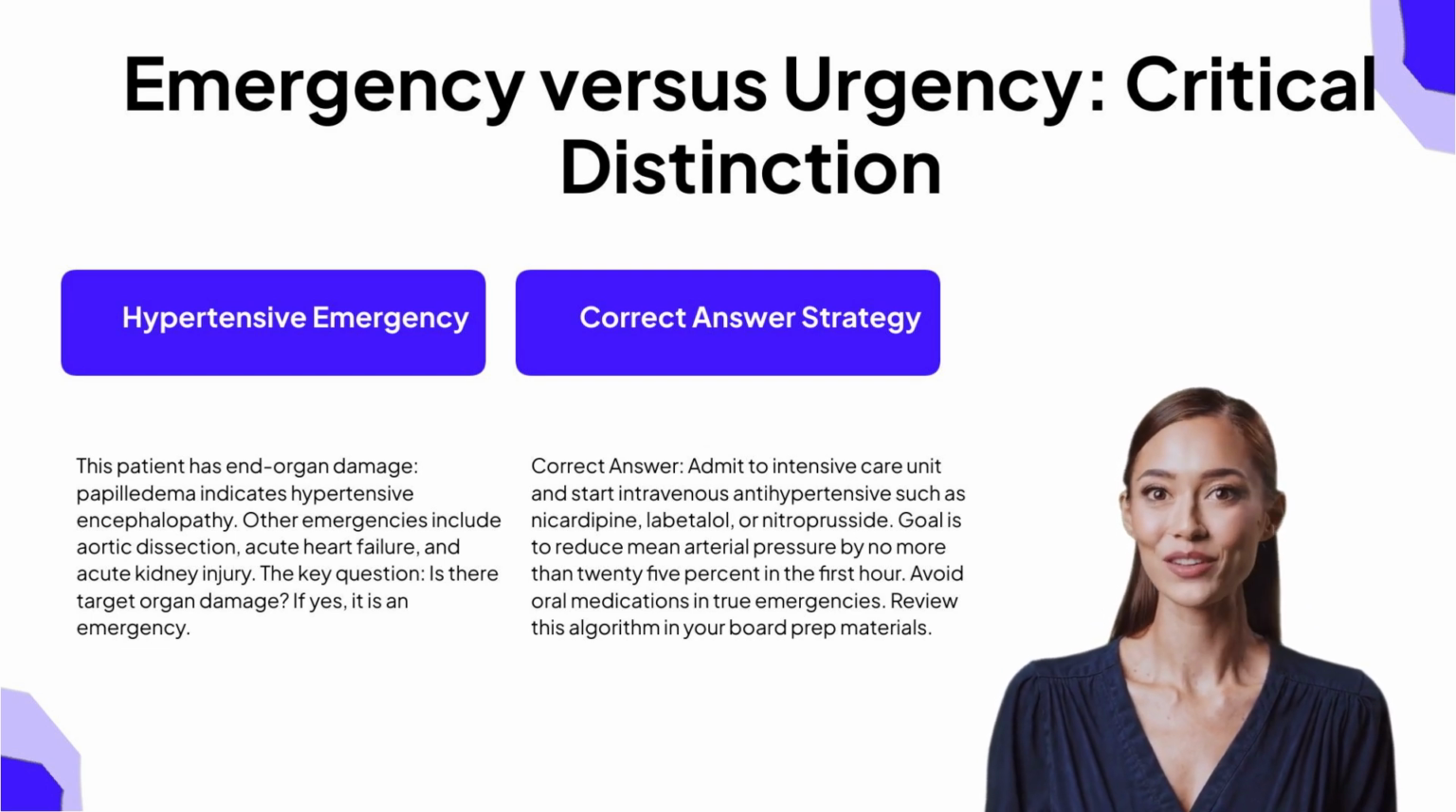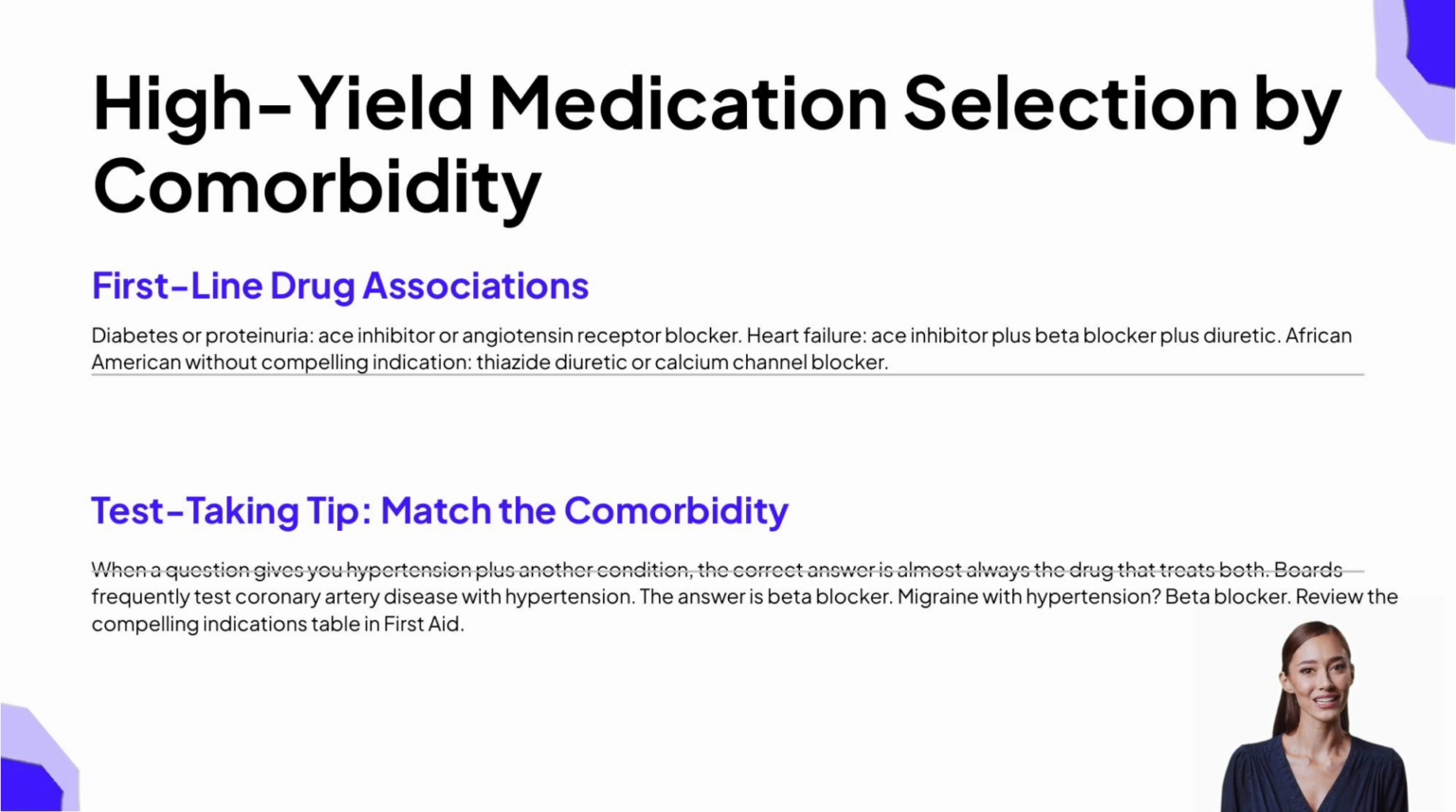Review this algorithm in your board prep materials. Medication selection questions are among the most commonly tested topics. Here are the first-line drug associations you must memorize. For diabetes or proteinuria, the answer is an ACE inhibitor or angiotensin receptor blocker. For heart failure, use an ACE inhibitor plus beta blocker plus diuretic. For African American patients without a compelling indication, start with a thiazide diuretic or calcium channel blocker.